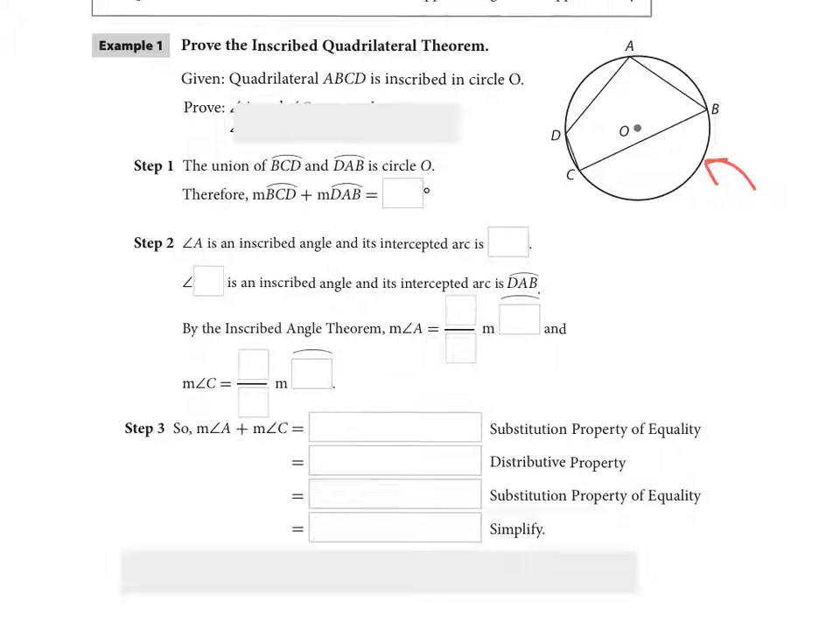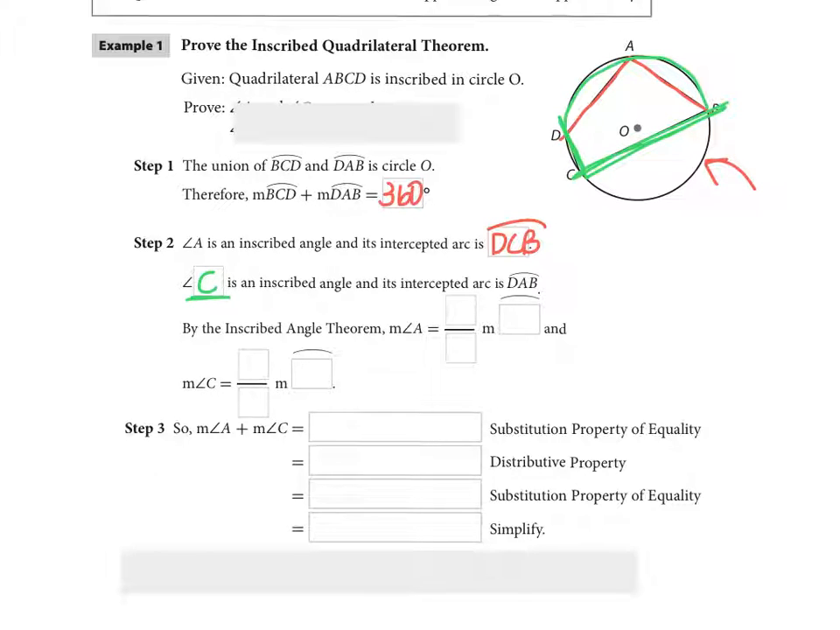Therefore, if I add those two together, I should get the total circle measure, which is going to be 360 degrees. Angle A is an inscribed angle, and its intercepted arc, that means the arc that it's opening up to, is going to be, let's see if I draw that, that means that's going to give me this arc DCB. All right, some other angle, so they're asking me to fill this in, some other angle opens up to arc DAB. So the arc DAB, well, that comes from this angle C right here, angle C.